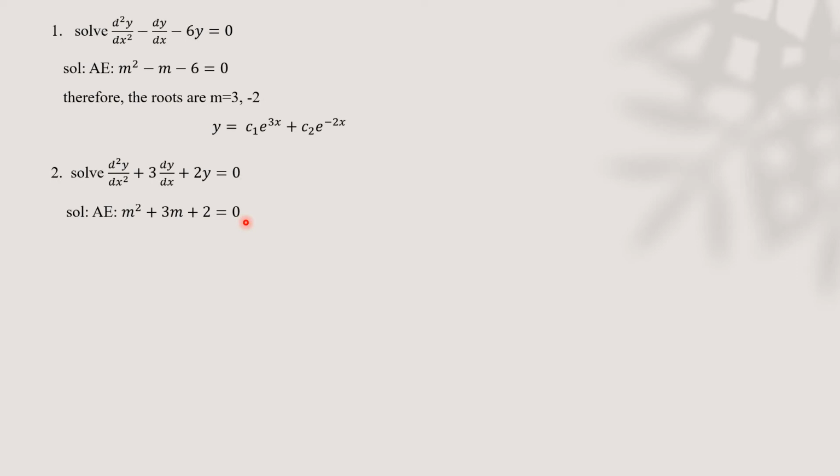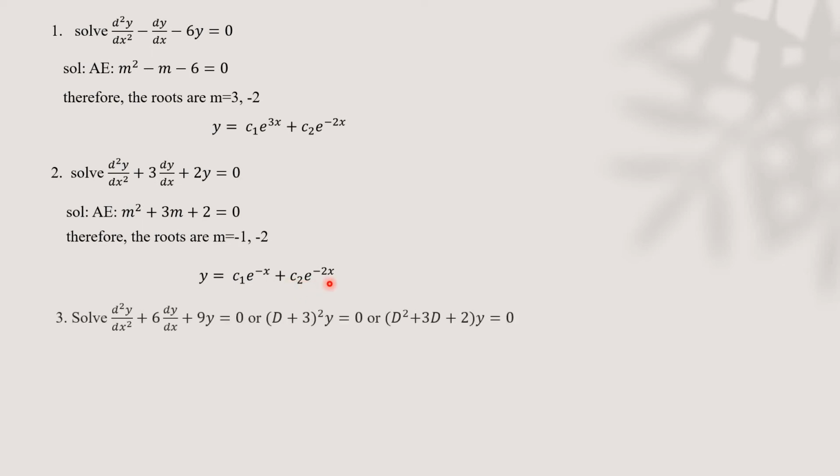Then solving this equation by using your calculator, you're going to get the roots as minus 1, minus 2. Observing the roots, I can say that the roots are different. So the solution is given by y equal to c1 e power minus x plus c2 e power minus 2x. We'll go with the next problem.